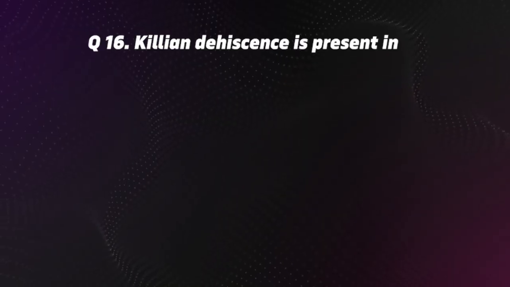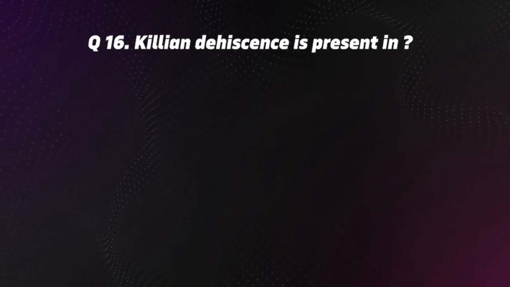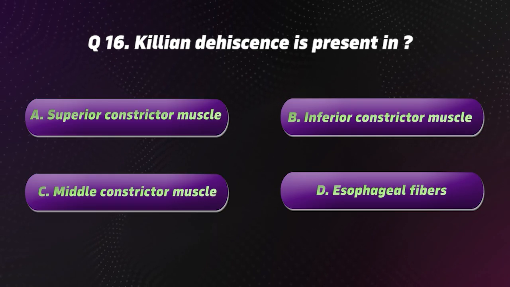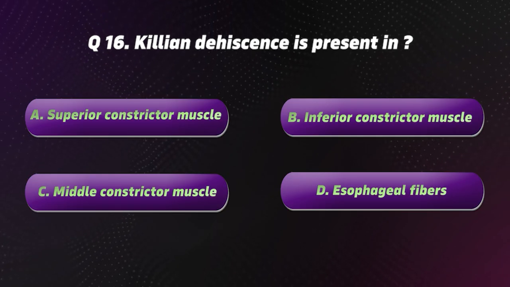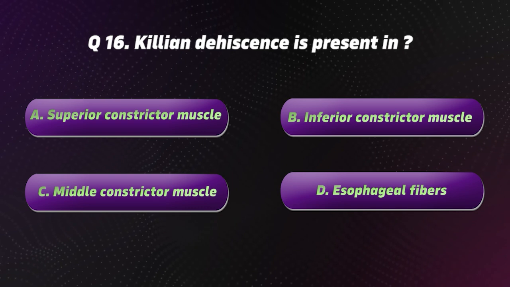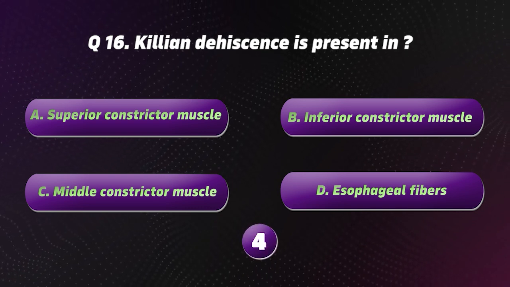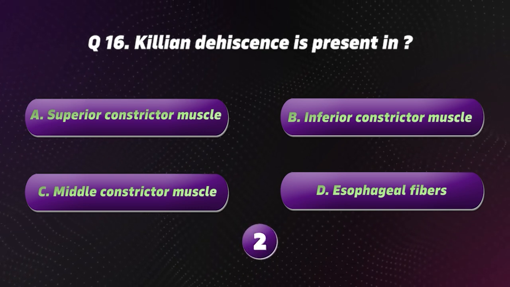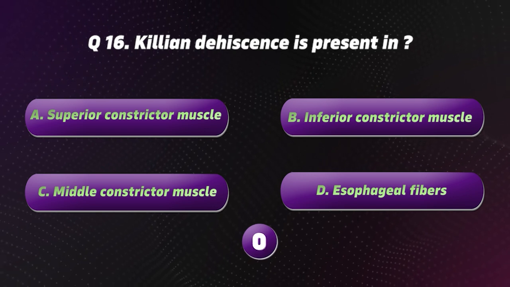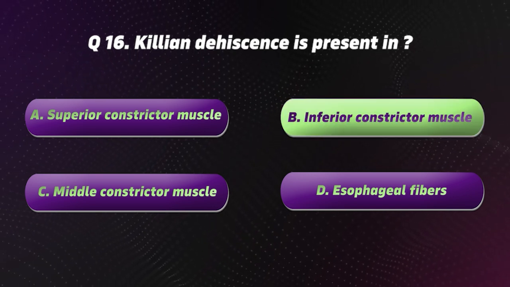Question 16. Killian's dehiscence is present in? Here are the options. A. Superior constrictor muscle. B. Inferior constrictor muscle. C. Middle constrictor muscle. D. Esophageal fibers. And the correct option is B. Inferior constrictor muscle. Here's the explanation.